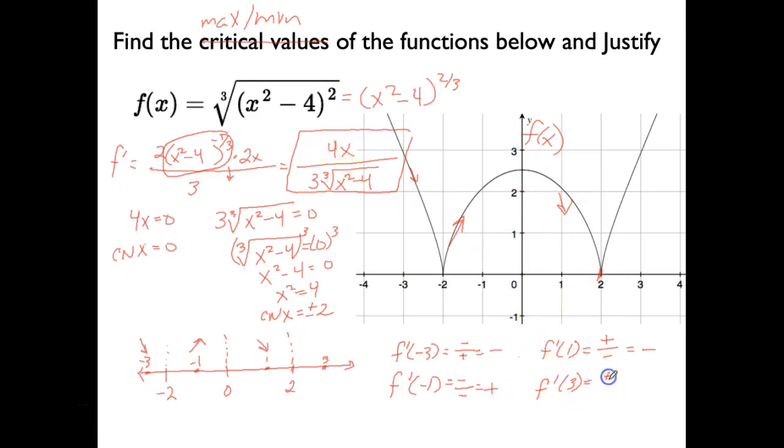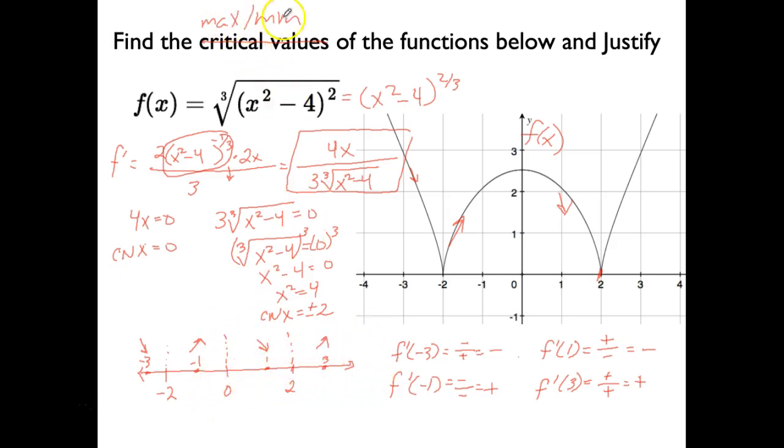Now let's plug in 3. We'll be positive on top. 3 squared is 9. I'm making this positive on the inside, and that'll leave us with positive. So that positive is positive, meaning it's increasing at that number. So we have where it's decreasing and increasing in each interval.